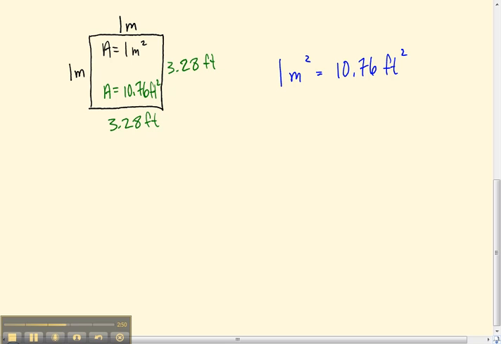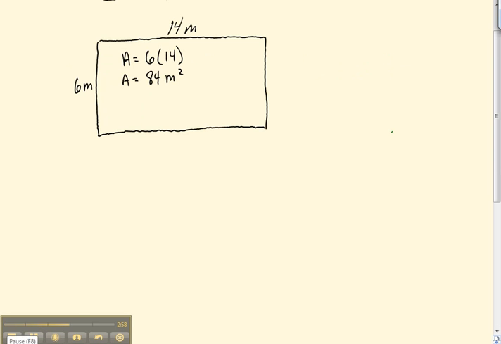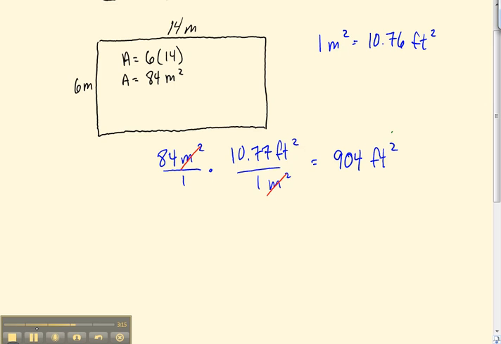Okay, and so you can use that for any problem now where you have to convert between square meters and square feet. As a matter of fact, we can do it with the problem we just finished looking at. So we see here that the area of this rectangle is 84 square meters. Using the conversion factor we just figured out, we can work out the area of this rectangle in square feet without converting the individual dimensions. So it saves us a little bit of time. Okay, and we get the answer 904 square feet.